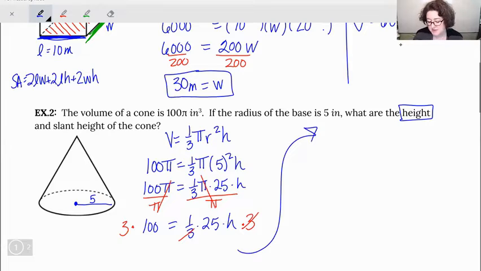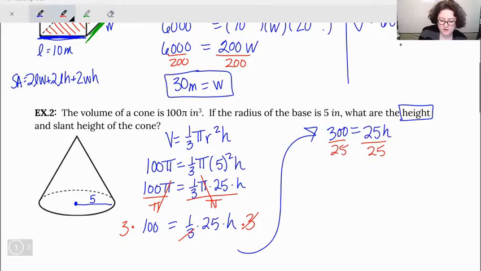See, on the left-hand side, 3 times 100, so 300. And then on the right-hand side, now all I have left is 25 times h. And so divide both sides by 25. And we're there. So let's see here, 300 divided by 25 comes out to a very nice number of 12.